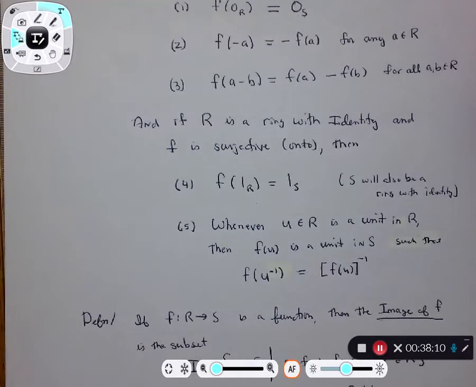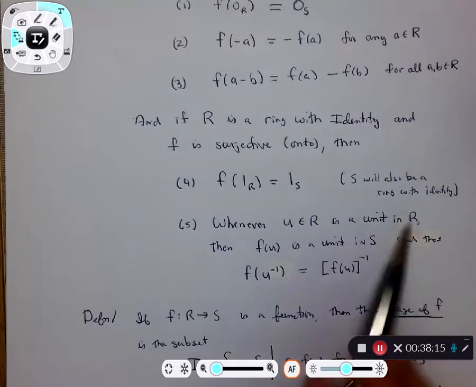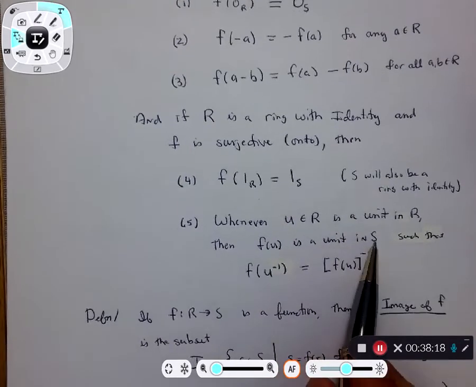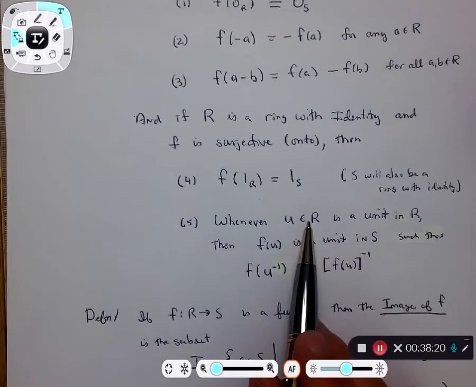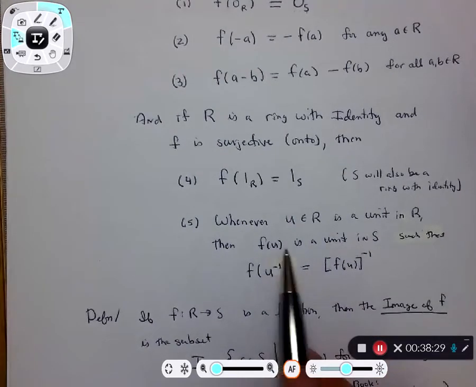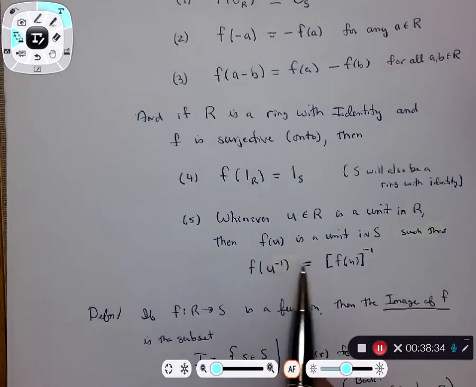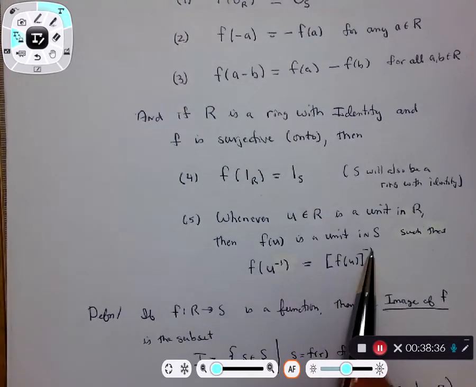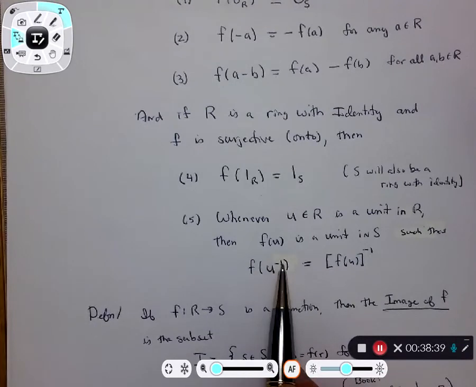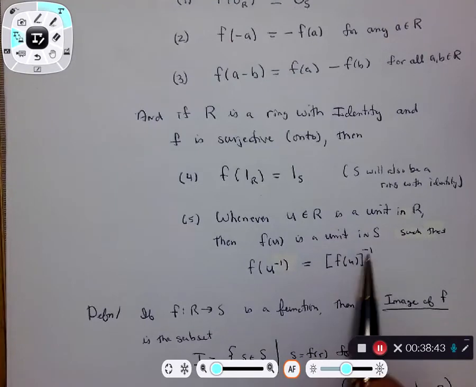And number 5, whenever U, an element of R, is a unit in R, then F of U is going to be a unit in S. Remember what unit means. Unit means it has a multiplicative inverse. So not only do the additive inverses map, the multiplicative inverses map. So whenever U is a unit in R, then F of U is going to be a unit in S, such that F of U inverse is equal to F of U, quantity inverse. So this is the multiplicative inverse of U. That will map to the multiplicative inverse of F of U. That's what we're saying here.